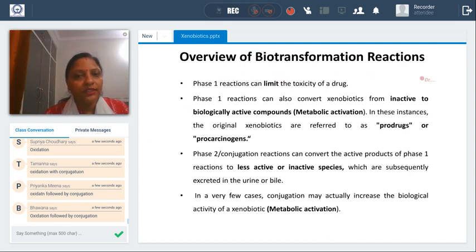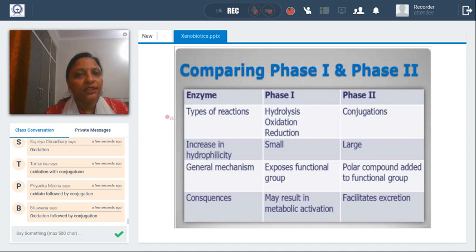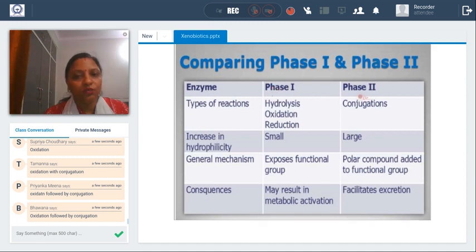Overview of biotransformation reaction: this phase 1, phase 2, maybe metabolic activation. This is the difference between phase 1 and phase 2. Important is the increase in hydrophilicity: by phase 1 it is small, by phase 2 it is large. Conjugation may result in metabolic activation, and it always facilitates excretion.